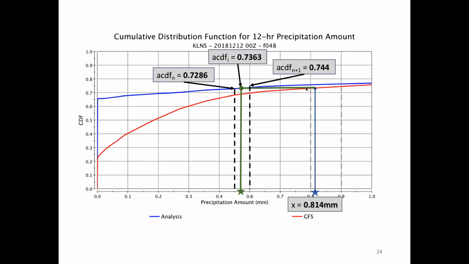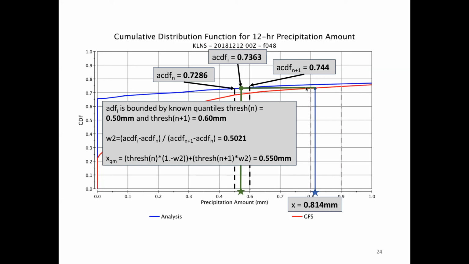So it's very similar to step one. We know the analysis CDF values at those two precipitation amount thresholds. We simply calculate a weight for the upper threshold, and we multiply, and we go 1 minus the weight at the lower threshold, and we arrive at the quantile mapped value of 0.55 millimeters. That is essentially the quantile mapping process. Now, in code form, that's a lot more intense as we work on this at every 2.5 kilometer grid point, and we try to do this in an efficient manner.